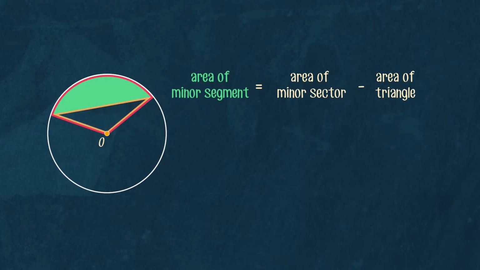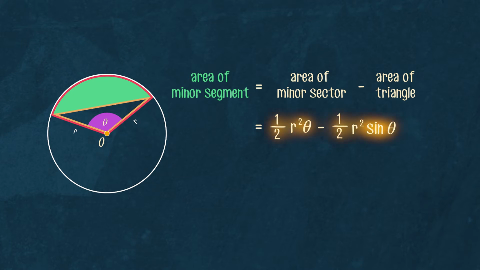We also learned that for a sector in a circle with a radius of r units and a subtended angle of theta radians, we can find the area of the sector using the formula half r squared times theta radians, and the area of the triangle using half r squared times sine of the angle theta. So this is the formula we can use to find the area of a minor segment in a circle.